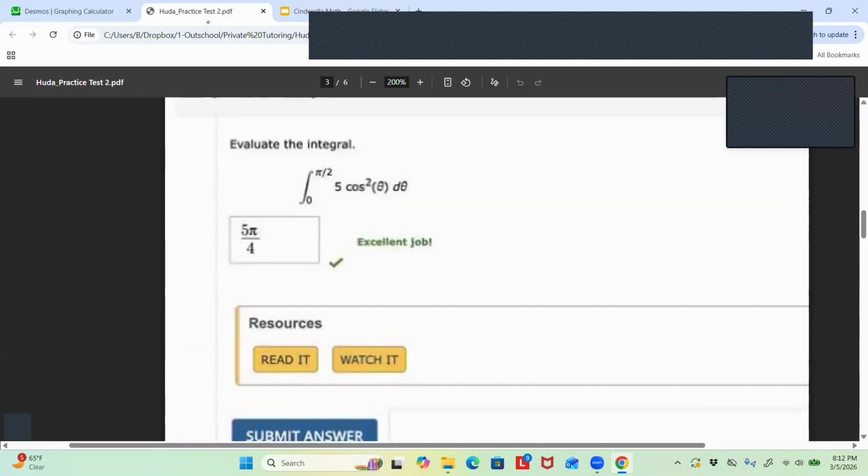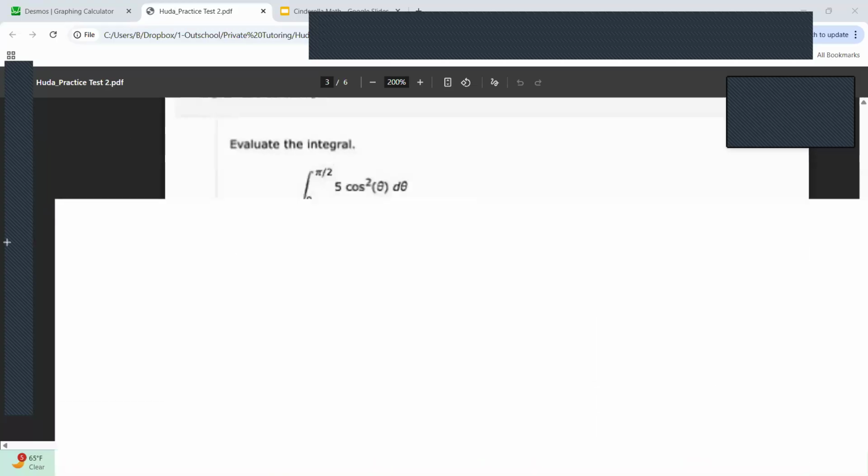This one's easier though, in my opinion. Let me find my work on this one. So we're still integrating from 0 to pi over 2, but this is a lot, I mean, I wouldn't say a lot less complicated, but certainly less complicated. All right, you do have to have some trig knowledge here. We have to know the power reduction rule. Power reduction.